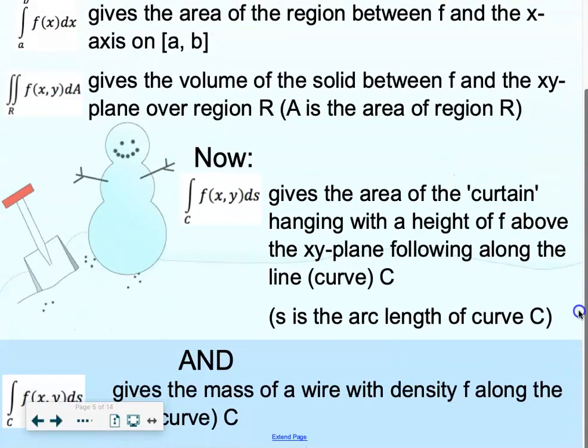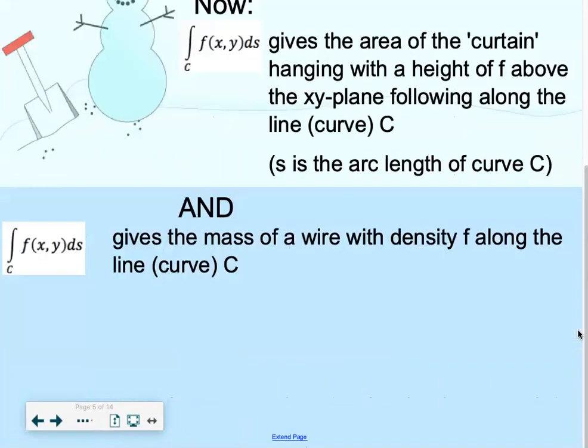Now, we're going to learn other things that it gives too, but it also gives the mass of a wire with a density of F. So if you just had the wire function, the C is that curve.